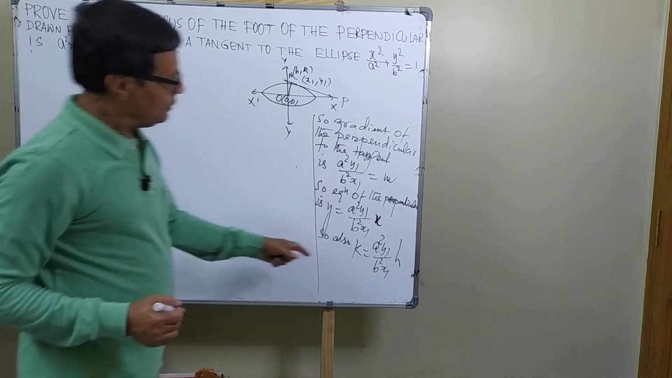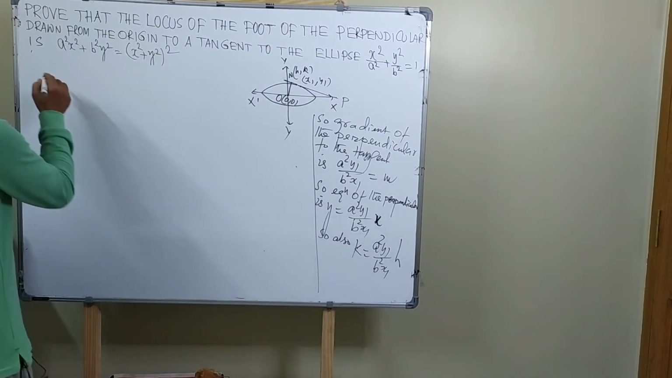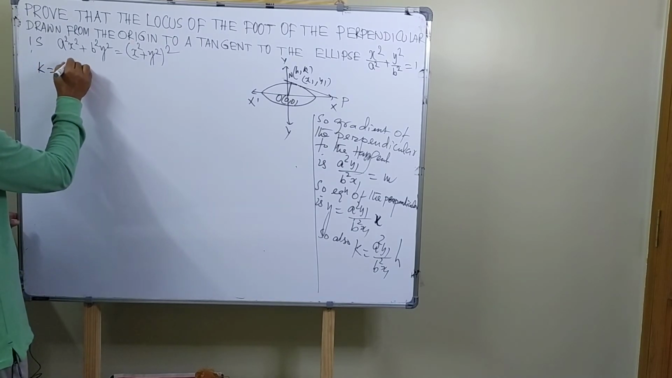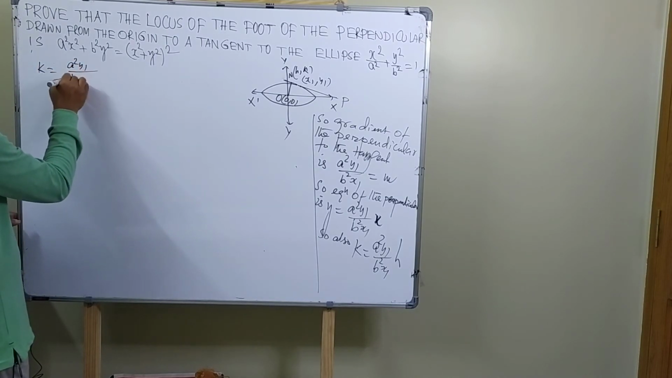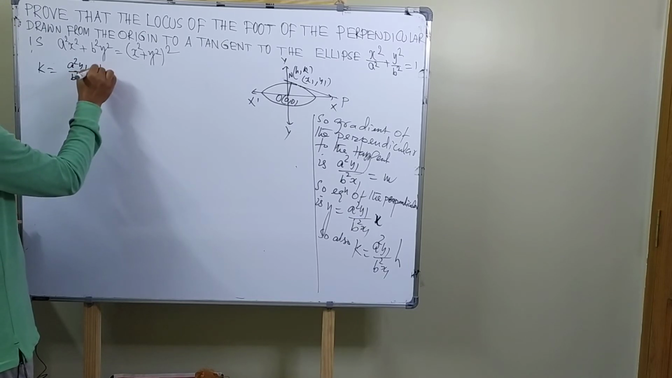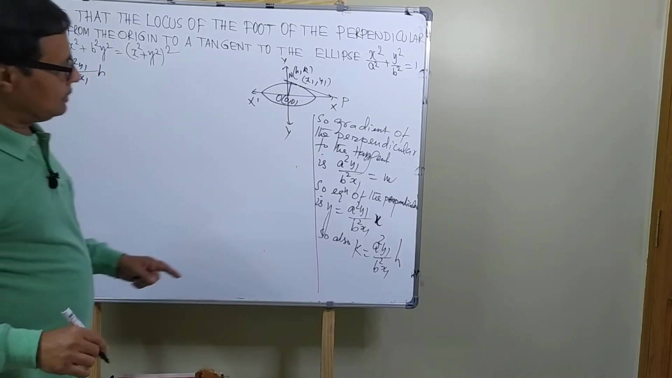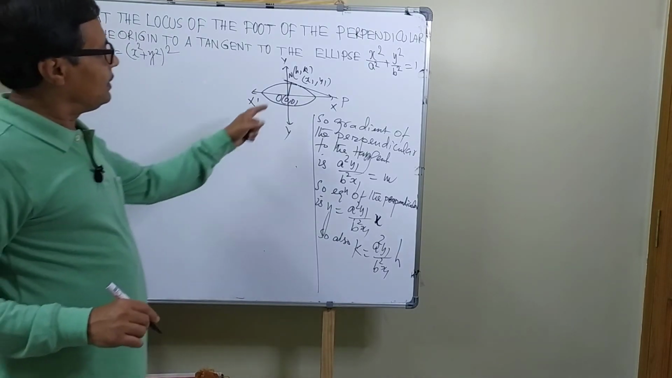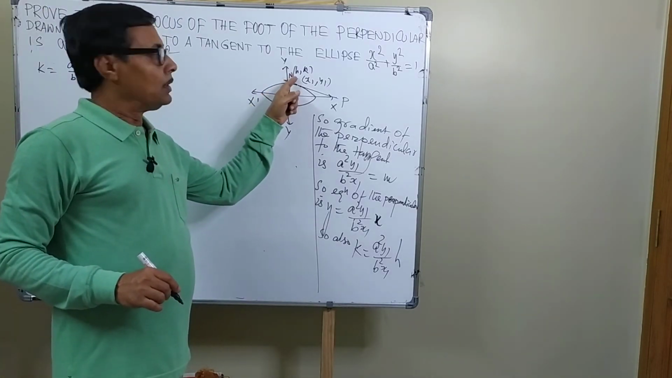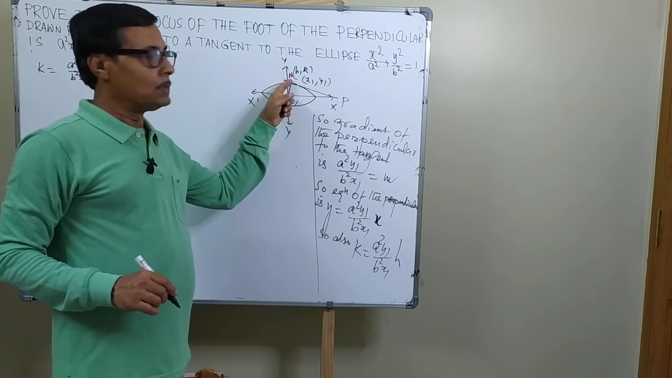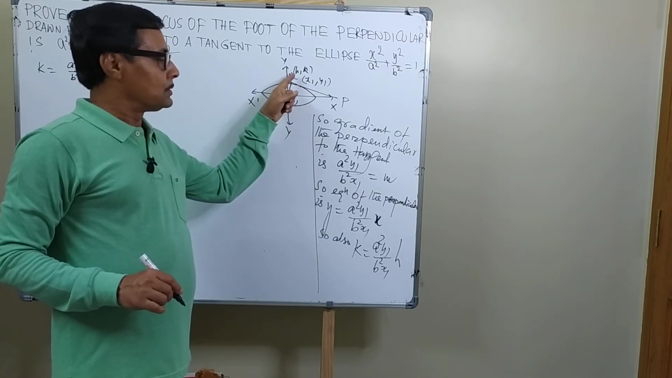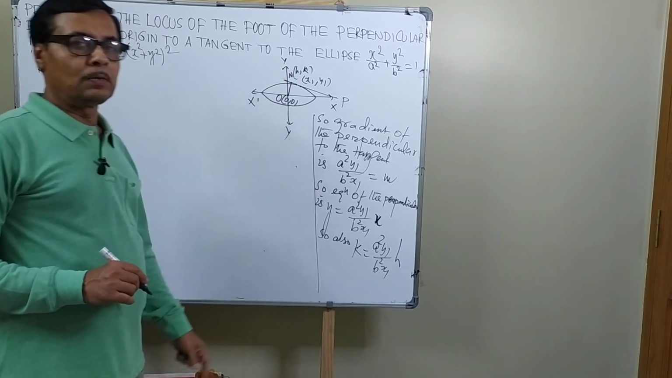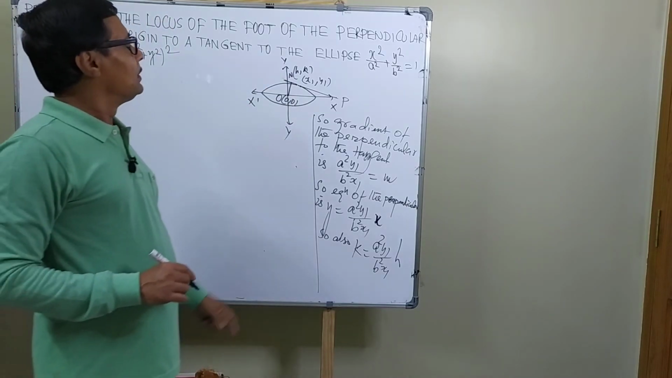Now we have got k equal to a square y1 over b square x1 multiplied by h. Now we have to find out the locus of the foot of the perpendicular, which is n, and its coordinate is taken as (h, k). So we have to find out the locus of (h, k).